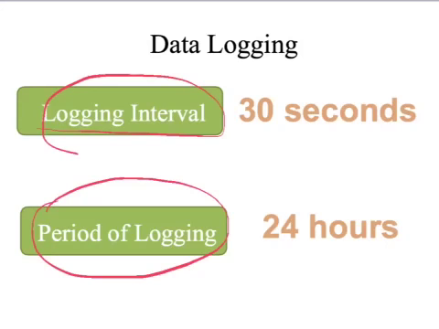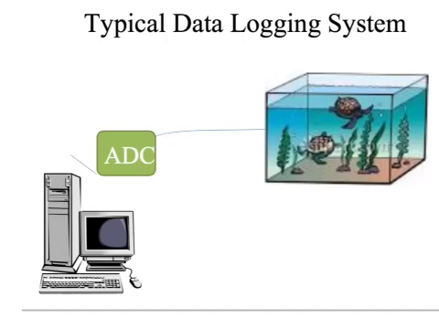So in this example, our sensors will take a reading every 30 seconds, and it will do that for a period of 24 hours. So in this example here, you may have a sensor in the fish tank which will be set to record every 30 seconds and sends that data along here to the interface, which then sends it to the computer, and that's recorded every 30 seconds for 24 hours.